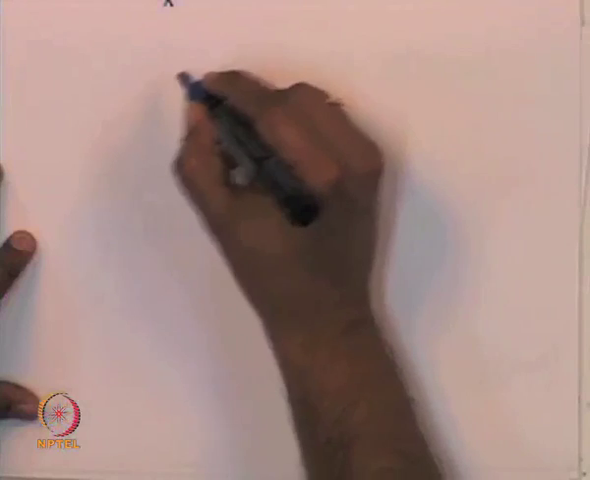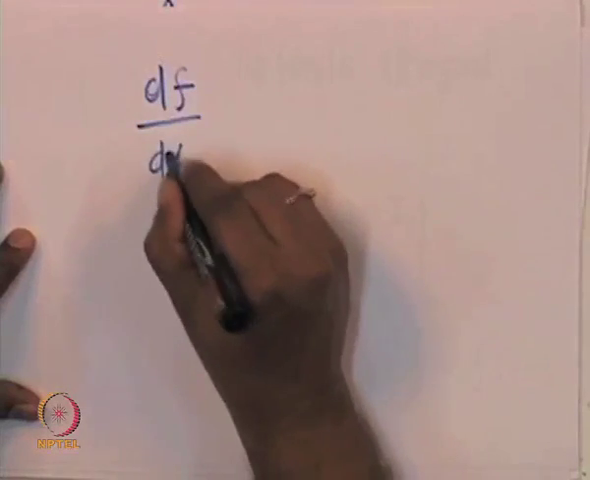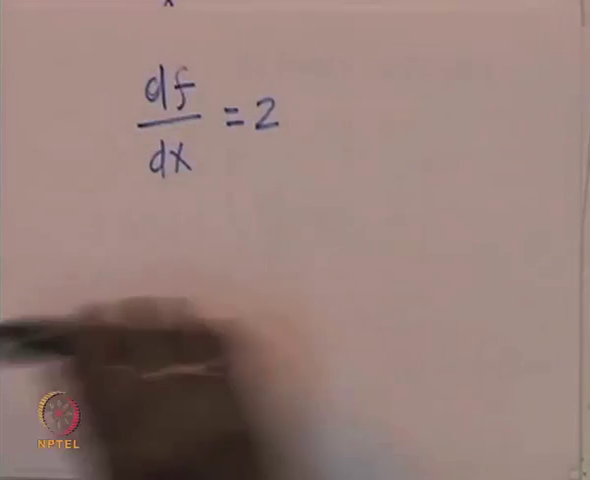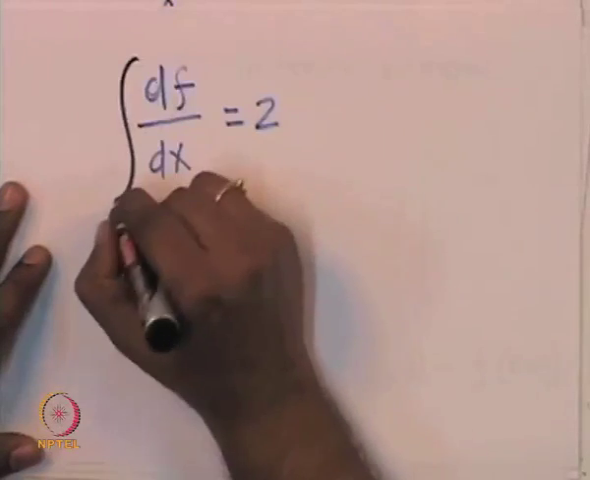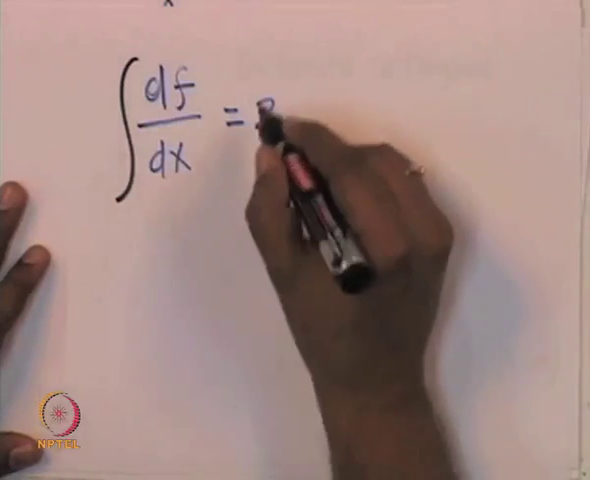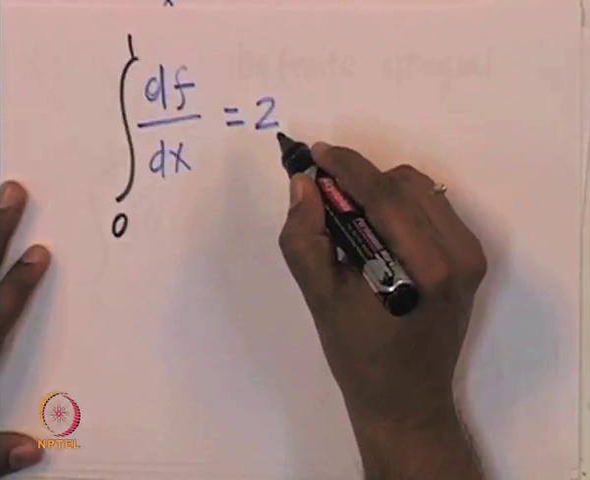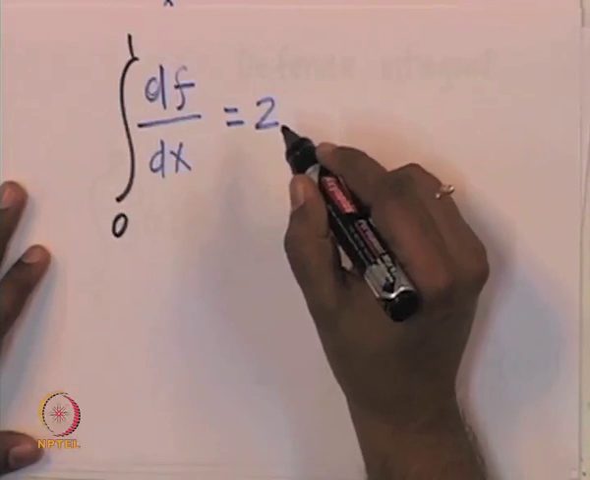Just like we did, we took the first example, which is df by dx equal to 2. If df by dx is 2, we want to calculate the integration of this between these 2 points 0 and 1.